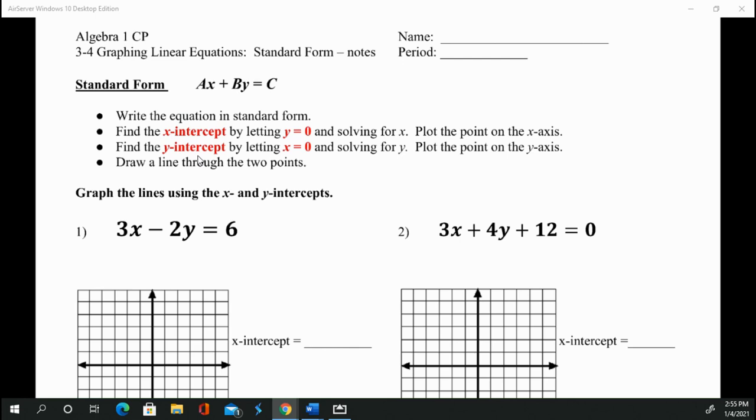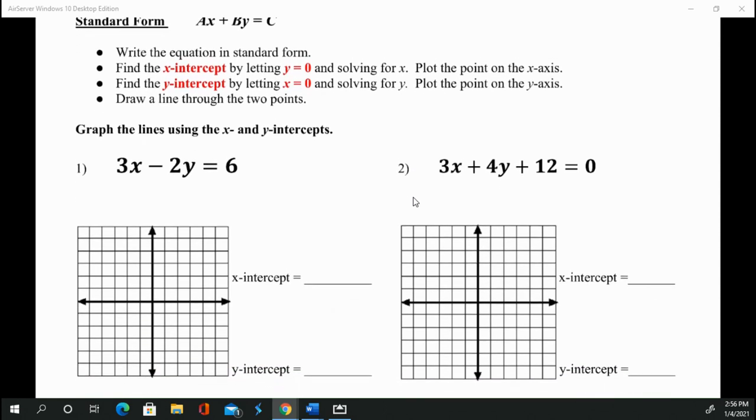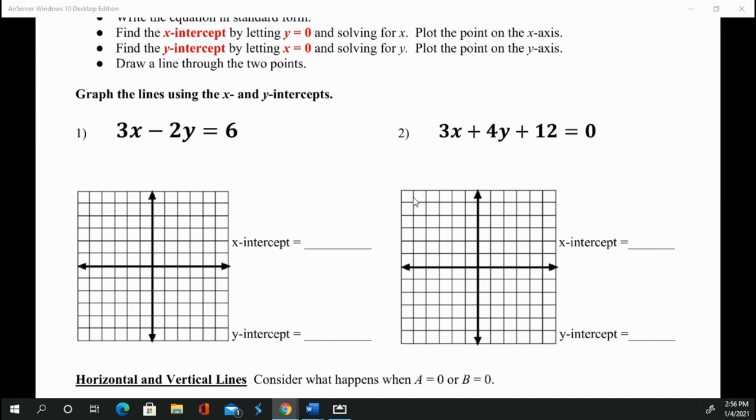To graph linear equations in standard form, we are going to graph the x-intercept and the y-intercept. To find the x-intercept, you substitute the value of y equals 0. And to find the y-intercept, you substitute the value of x equals 0. And you're then going to plot those 2 points and connect and extend. Let's give it a try.